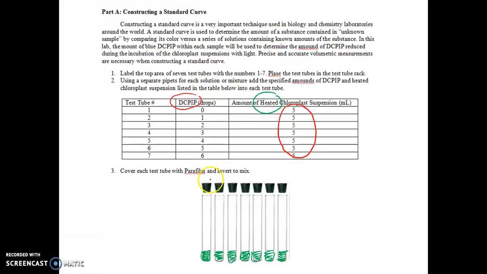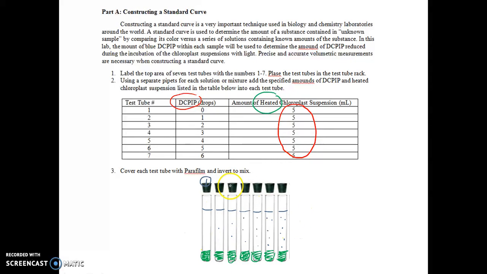Okay, so the first one is going to get 0 drops, so it's going to be kind of clear in color. This one's only going to get 1 drop, so it's going to just be very faint, right? This one's going to get 2 drops. This one's going to get 3 drops, 4 drops, 5 drops, and 6 drops. Okay, so we're going to have this sort of gradient of color here. So this one's going to be the darkest. This one's going to be the lightest.